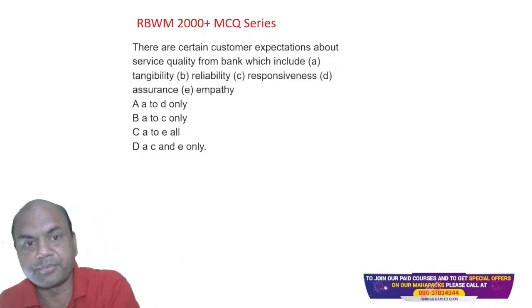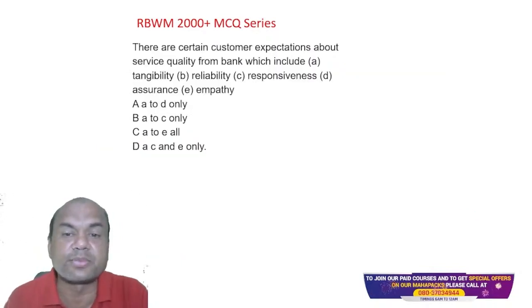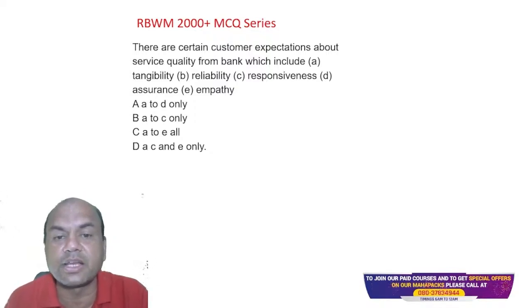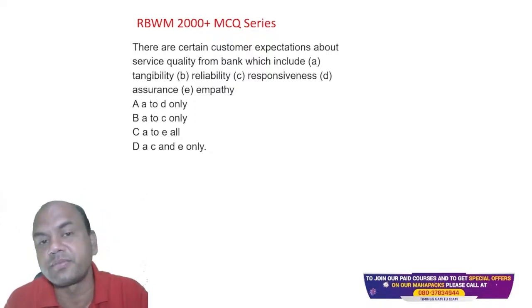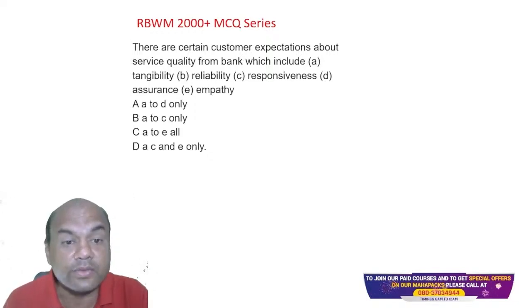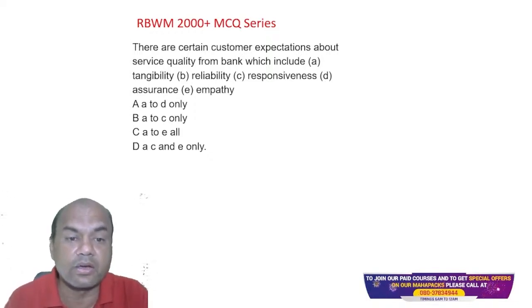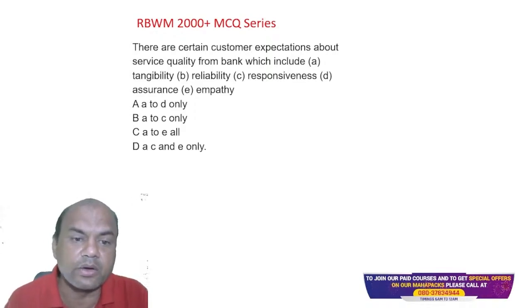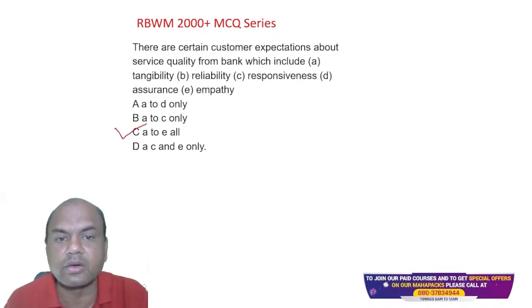Correct? There are certain customer expectations about the service quality of the bank, which include tangibility, reliability, responsiveness, assurance, and empathy. So what do the customers expect from the bank? All of them, correct? A to E, all of them.